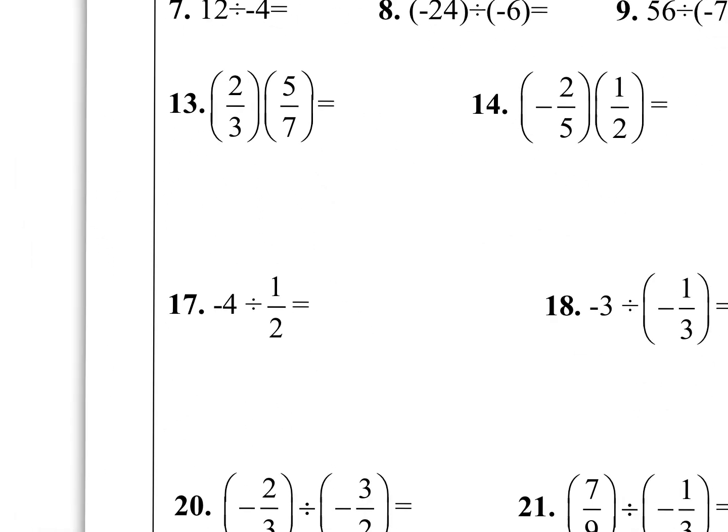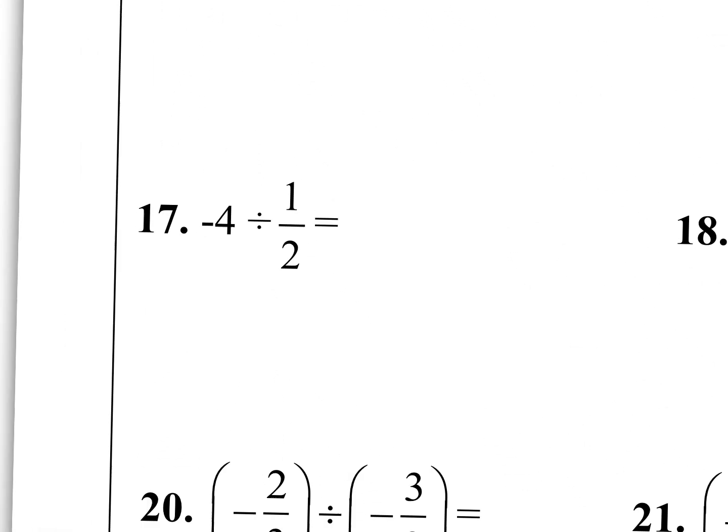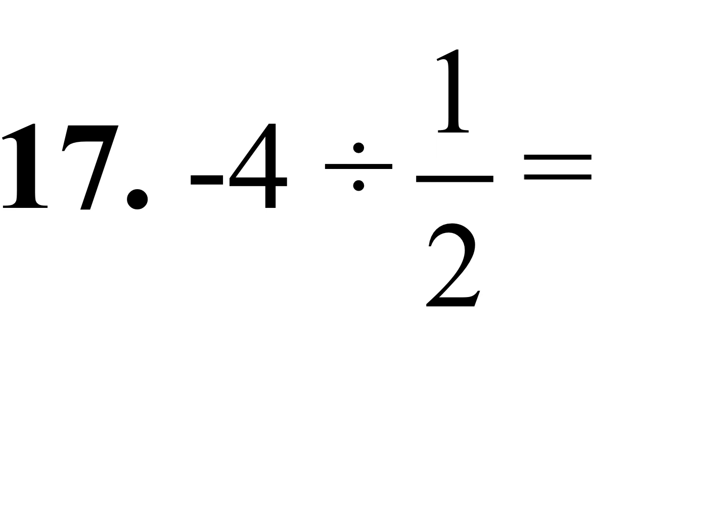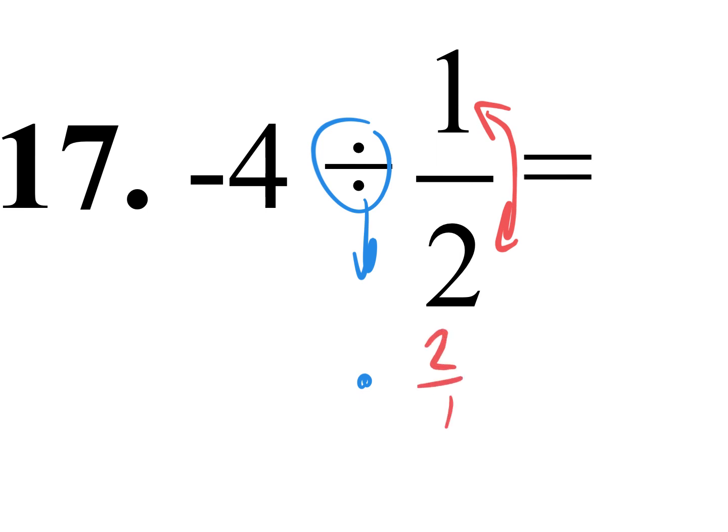And we also know how to change division to multiplication, flipping the second fraction, bringing down the first one. So what we really have here is negative 4 times 2, because 2 over 1 is just 2. So the final answer would be negative 8 right there.